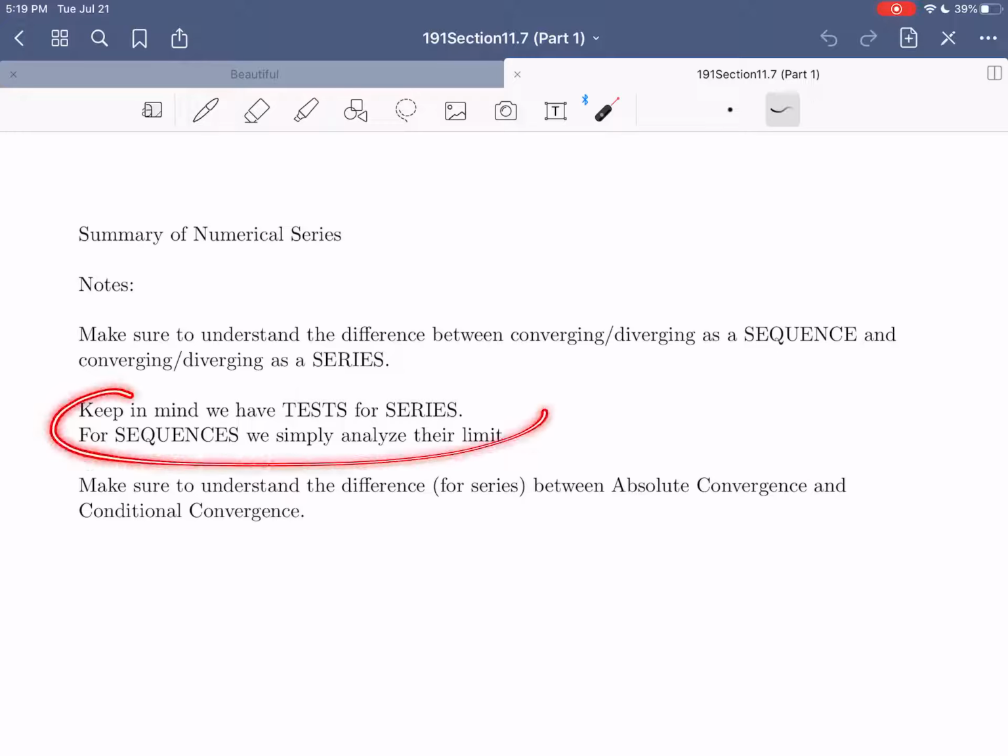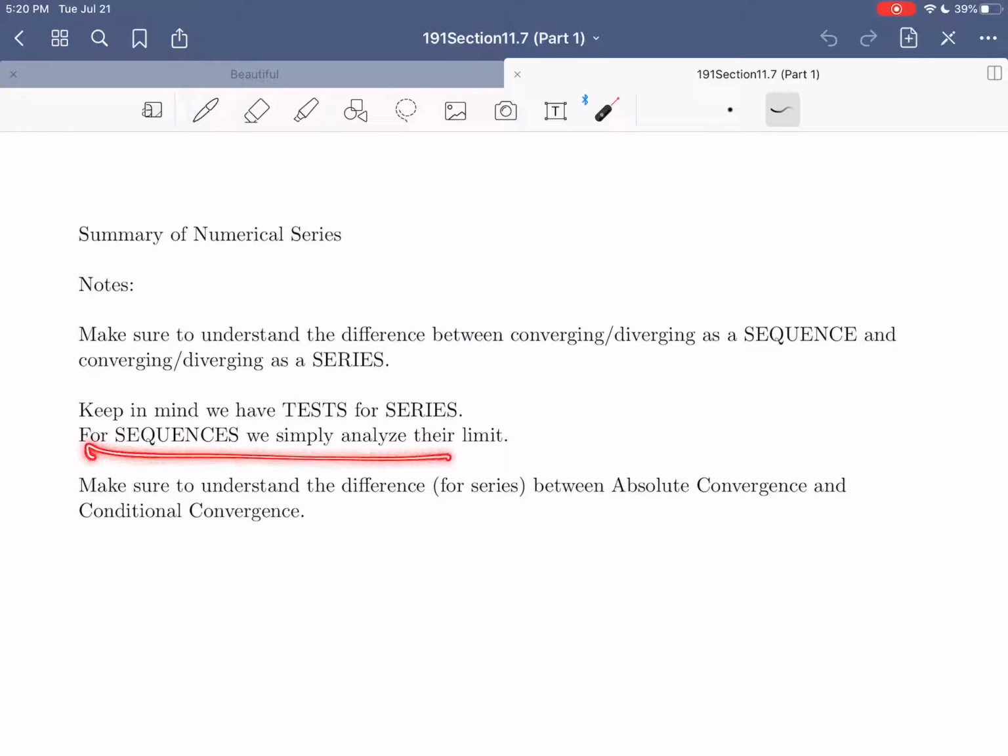The second thing to keep in mind as we do this is that we have introduced a whole variety of ways of testing the behavior of a series. We have things from the very start like the integral test, the direct comparison test, and the limit comparison test. More recently, we've learned the ratio and root tests. We have the alternating series test. All those tests are for series. All of them relate to the behavior of series.